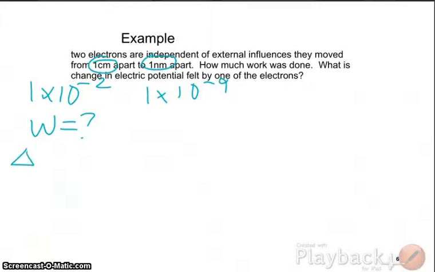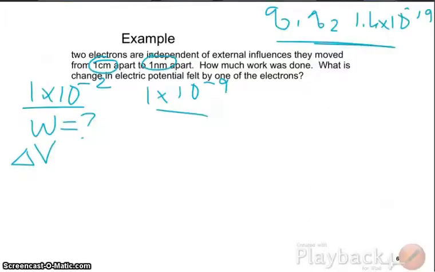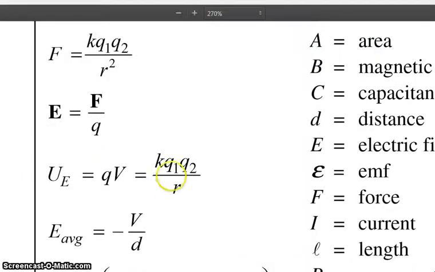So we're looking for change in electric potential felt by one of the electrons. Now there are 2 electrons, so we know Q1 and Q2 are 1.6 times 10 to the negative 19th. Now we're looking for work. We have our energy. Work is change in energy. So we would find change in UE equals K Q1 Q2 over change in R squared.